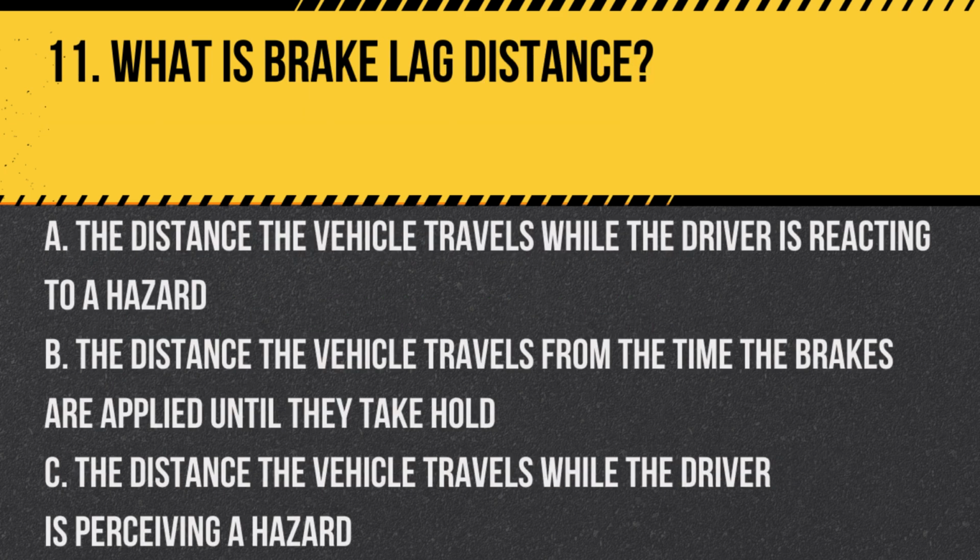Question 11. What is brake lag distance? A. The distance the vehicle travels while the driver is reacting to a hazard. B. The distance the vehicle travels from the time the brakes are applied until they take hold. C. The distance the vehicle travels while the driver is perceiving a hazard. Answer. B. The distance the vehicle travels from the time the brakes are applied until they take hold. Brake lag distance can be affected by the condition of the brake system and the speed of the vehicle.